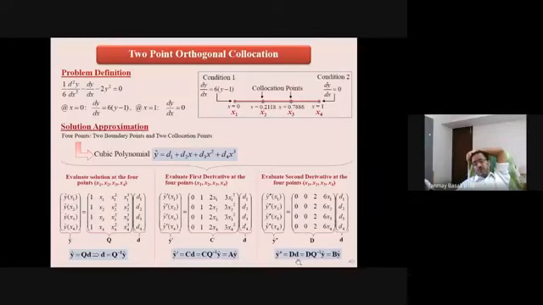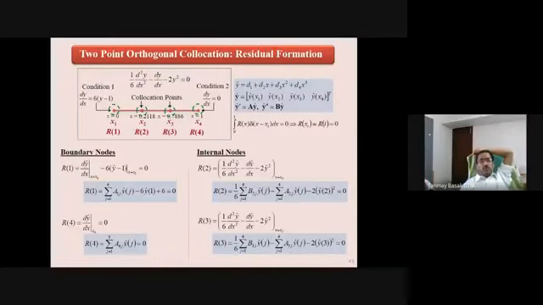Y double prime is the B matrix times Y, where D is nothing but Q inverse Y from here, and you get the B matrix. So this A and B matrix have to be filled in your computer program. So, 2-point orthogonal collocation continues.